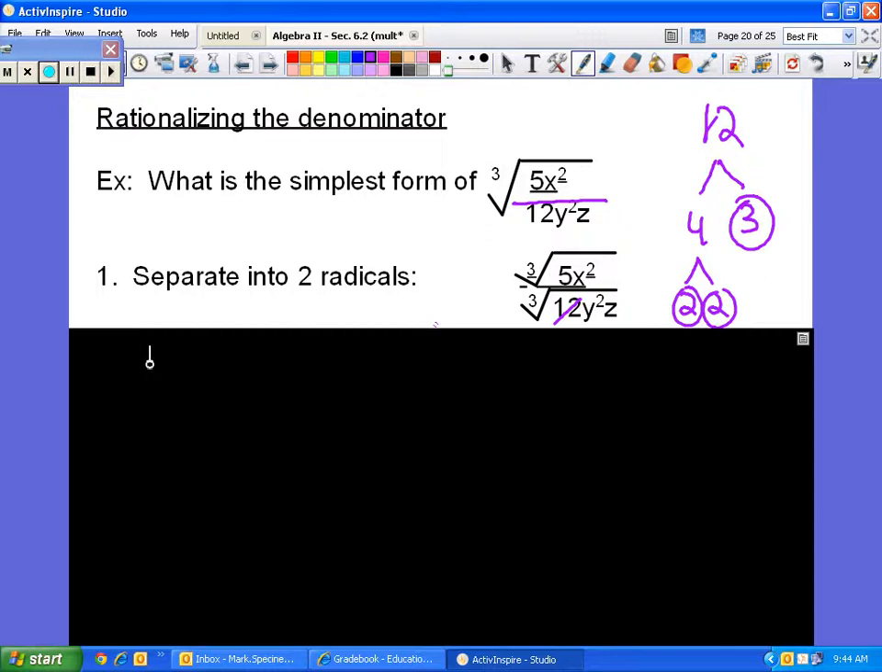You have to do that? Yes. Because if you could divide those, then you wouldn't have to go through this whole process. But since you can't divide 5 by 12, we have to find a different way to simplify the problem. And that's by rationalizing the denominator.